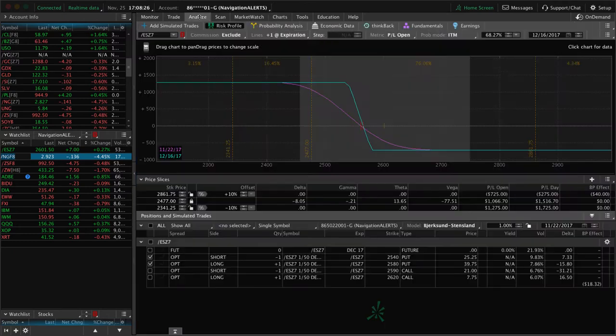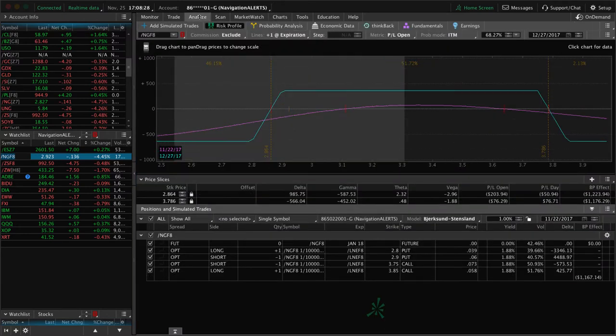We've got an iron condor in nat gas, and you can see that even with that huge move, it's not to the point where we need to adjust yet, but it kind of took us out of center where we were. So we need a little bit of an up move in nat gas to benefit that piece.